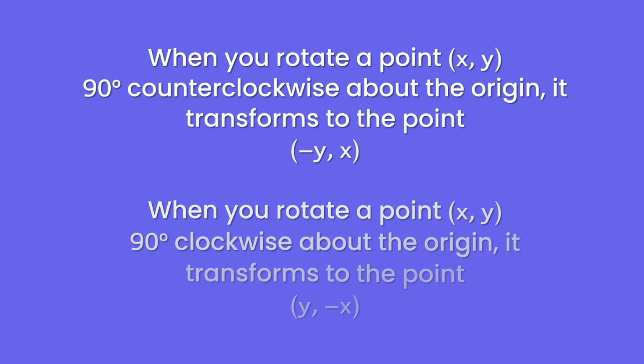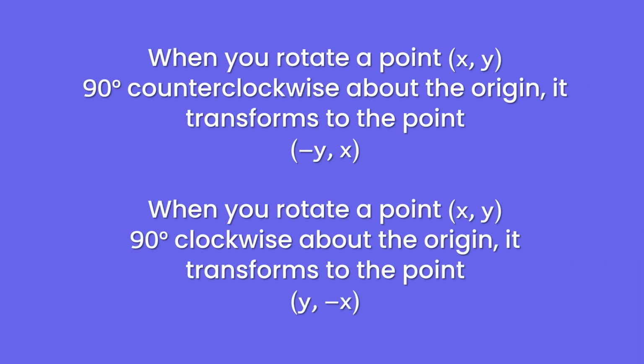When you rotate a point (x, y) 90 degrees counterclockwise about the origin, it transforms to the point (-y, x). When you rotate a point (x, y) 90 degrees clockwise about the origin, it transforms to the point (y, -x).